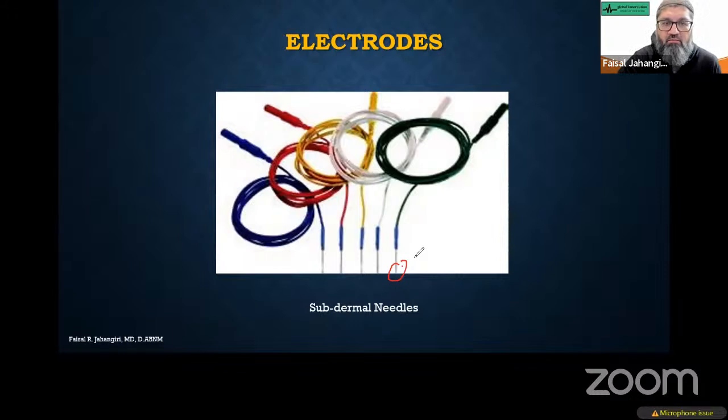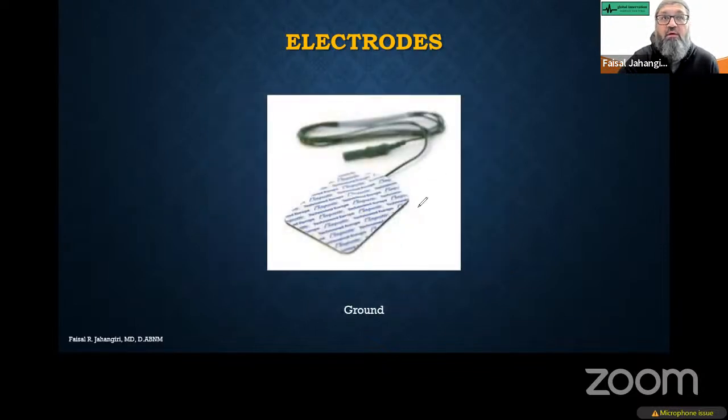And some people also use it for motor evoked potentials. You can use it for MEP stimulation, but it's better to use the corkscrew because it has more surface area. And this is the ground electrode.